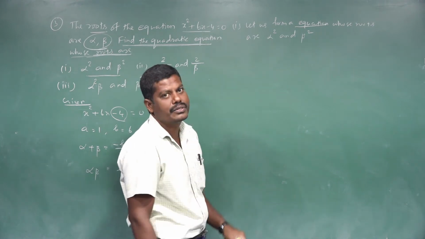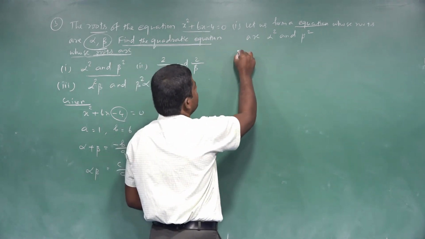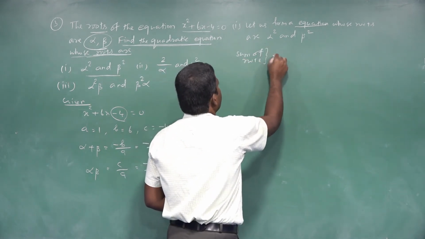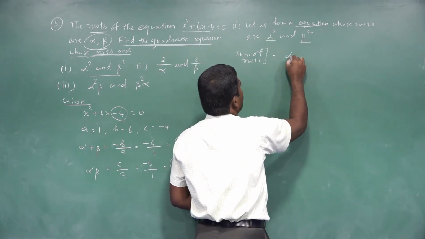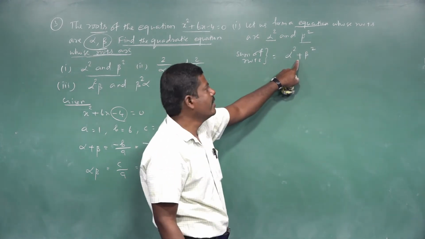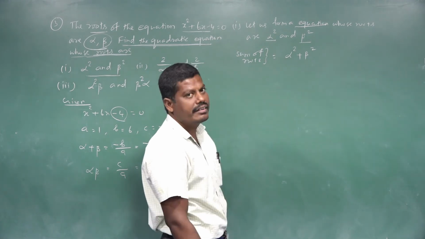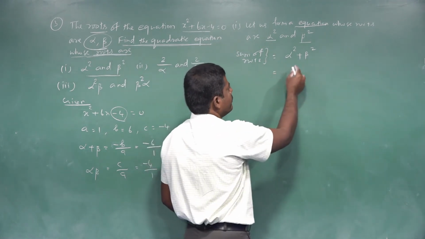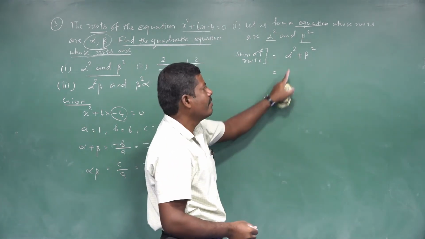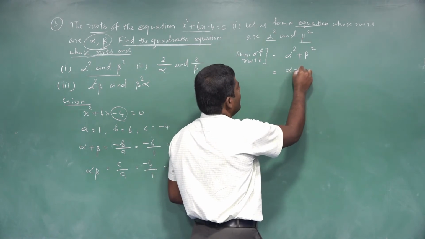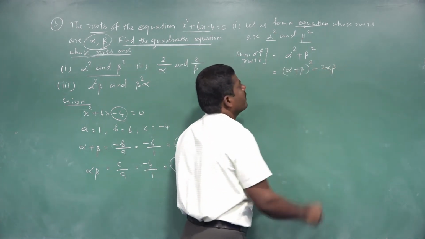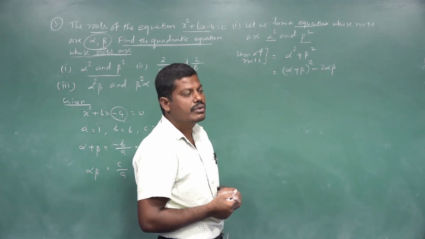We want to sum both the roots. Understand? So sum of the roots: alpha square plus beta square. Sum means what? We want to add both the roots. Alpha square plus beta square. Understand? Now, alpha square plus beta square is nothing but what? Already we know the formula. Alpha square plus beta square is nothing but alpha plus beta the whole square minus 2 alpha beta.